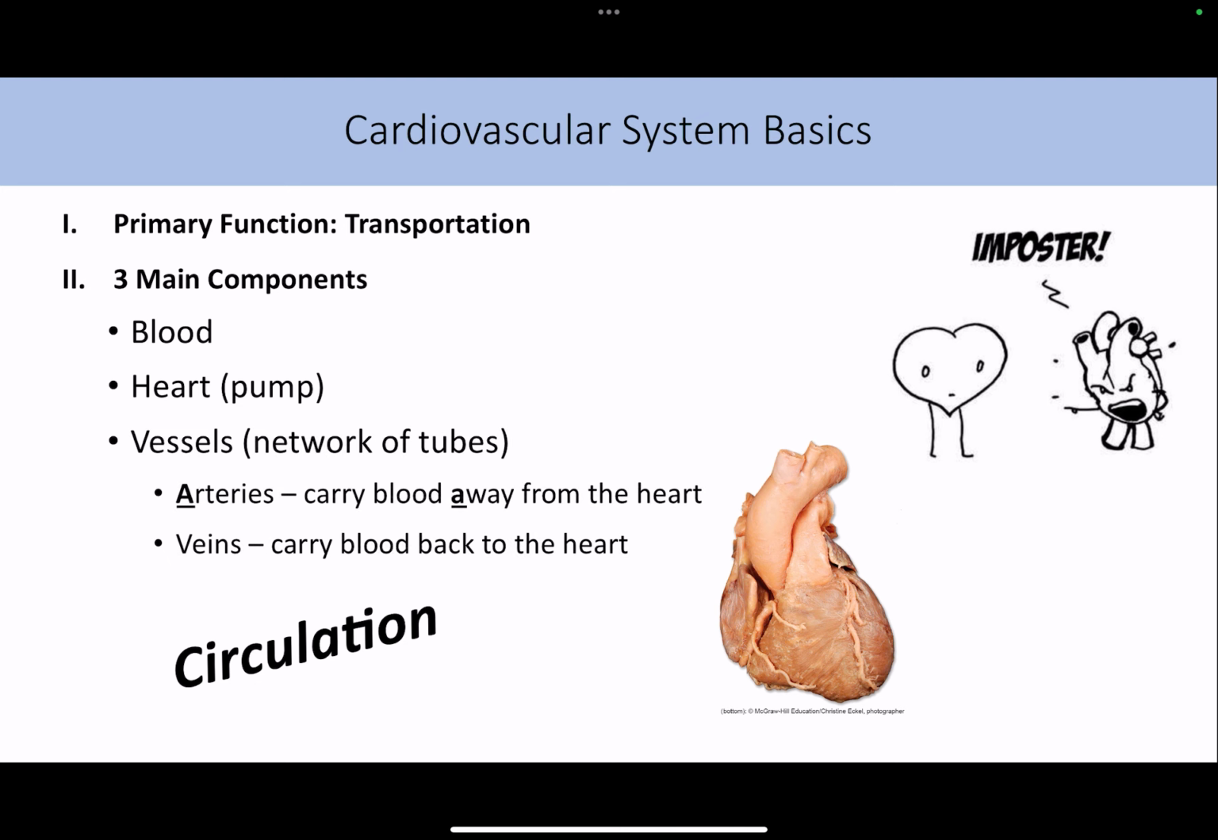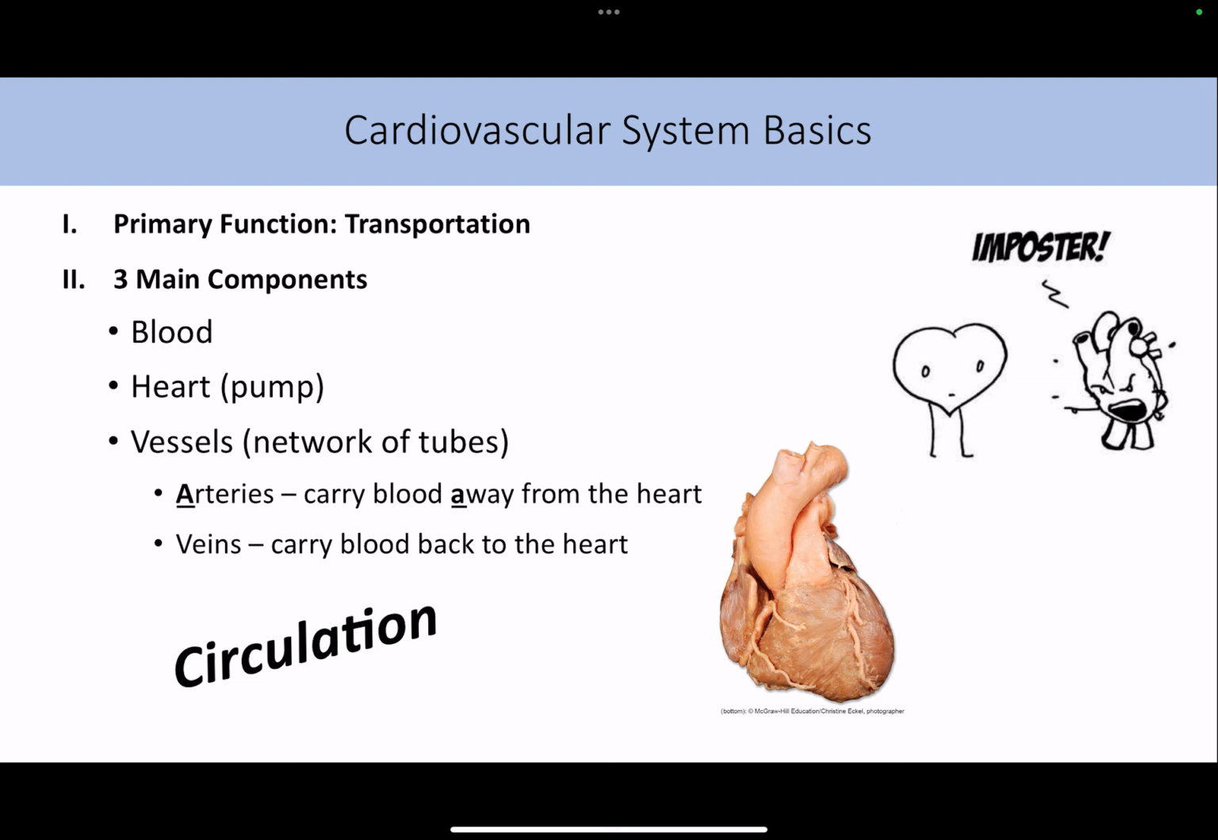So the heart is a pump, and the vessels are the networks of tubes that are going to deliver that blood and that oxygen and nutrients out to the tissues and bring it back to the heart. So arteries carry blood away from the heart. Veins carry blood back to the heart. So that's its only definition.